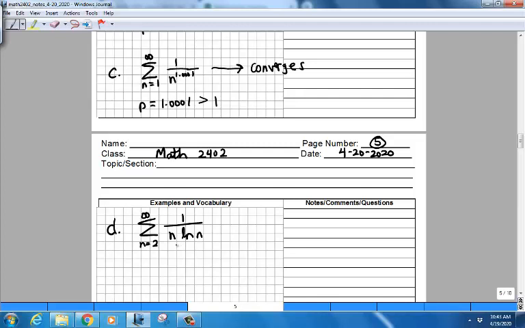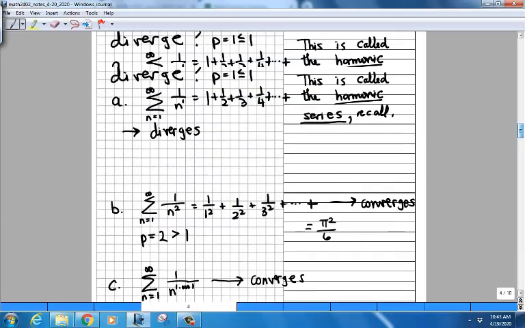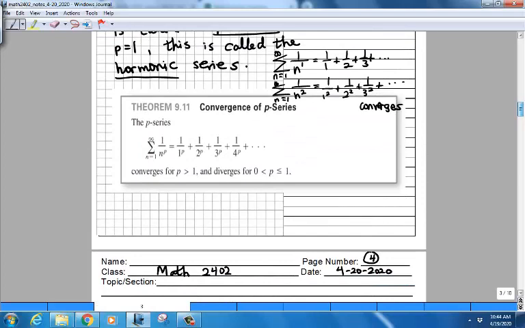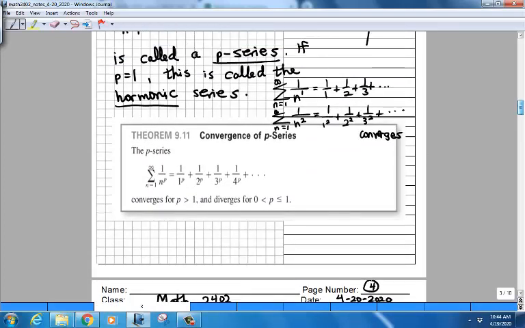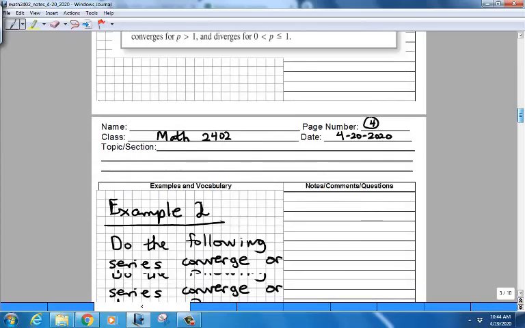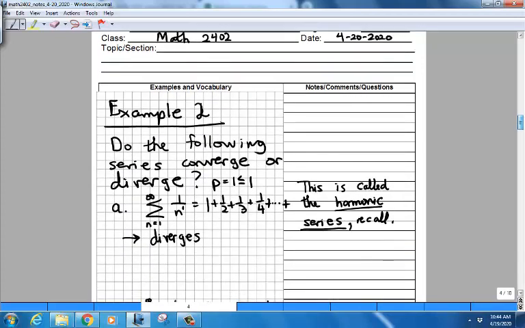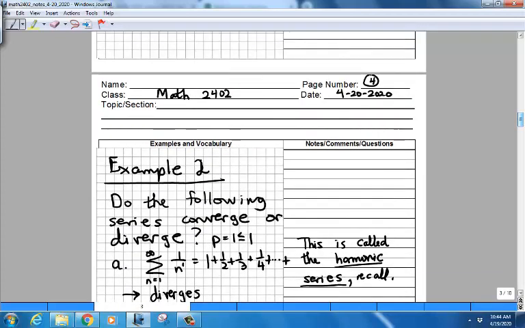The p-series test does not apply in this case. Okay, and this is not a geometric series either. So still, there are lots of series that we can't determine if they converge or diverge just using the tests that were given so far. Okay, so that's all I'm going to say about p-series and the integral test.